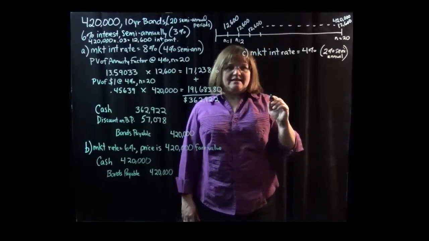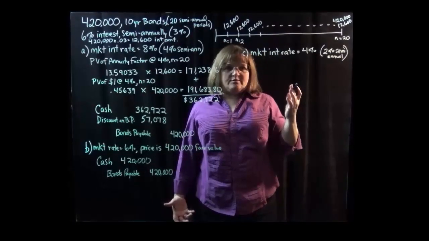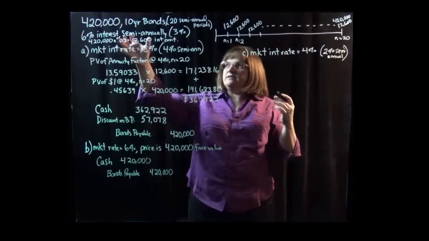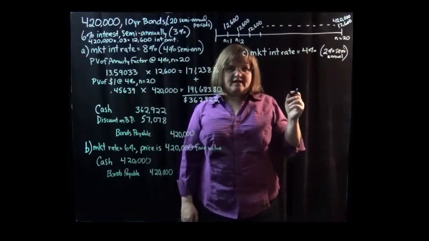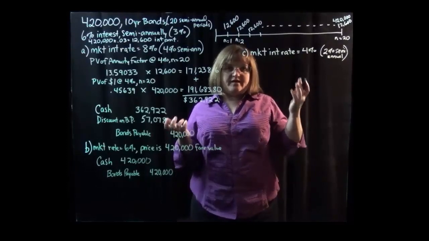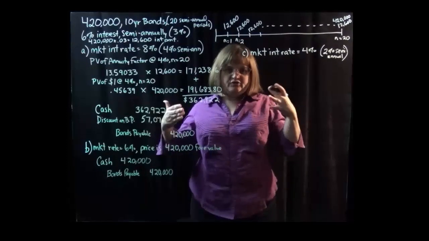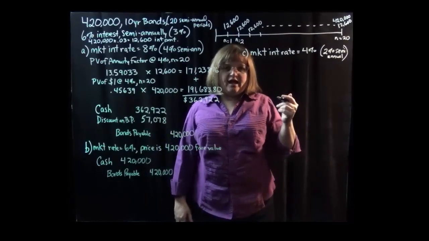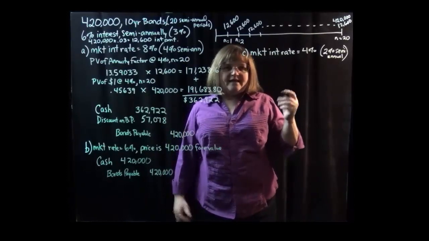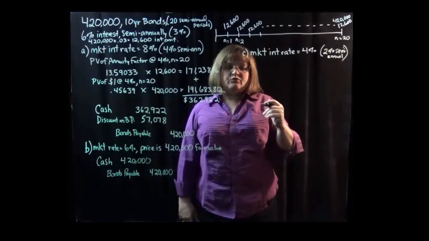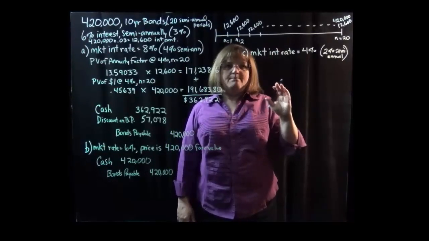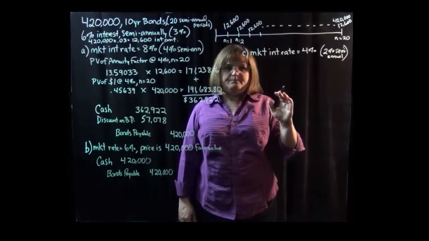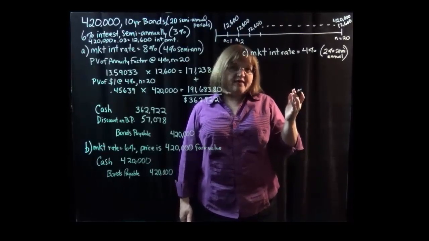In that case, everybody's going to want to buy this bond, because if we're offering 6% and they're only demanding 4%, everybody's going to want to buy this one instead of the other average bonds that are out there in that market. That's going to drive the price up. So we're going to end up being able to sell these bonds for more than their face value. And when we do that, we call that a premium.